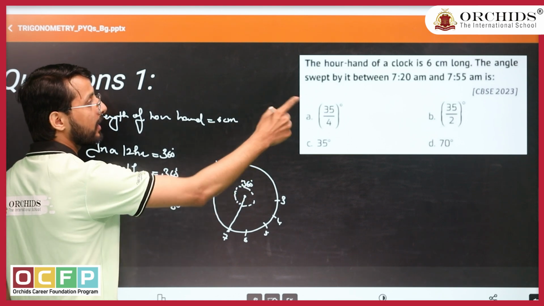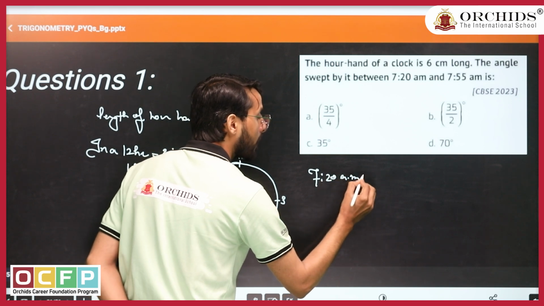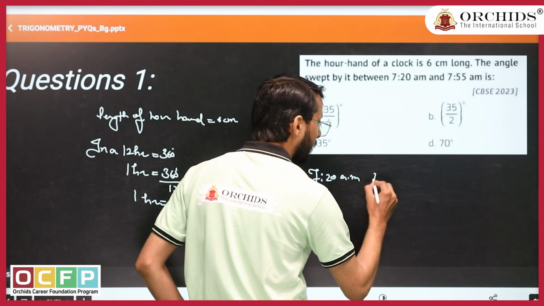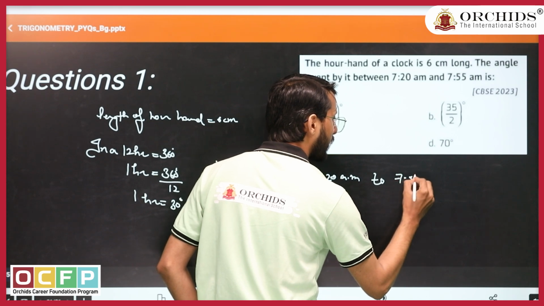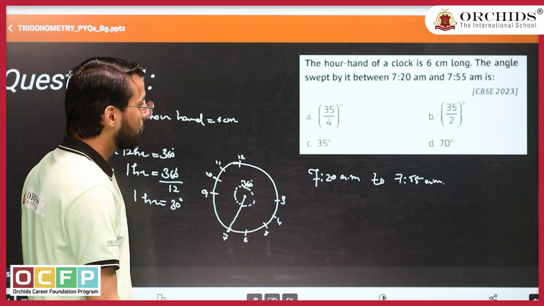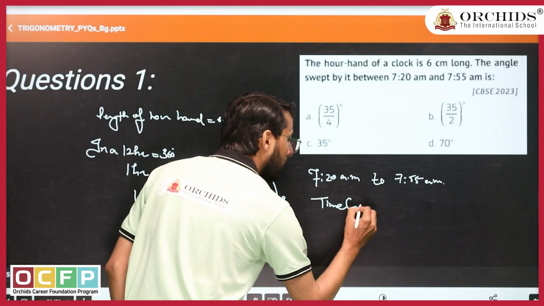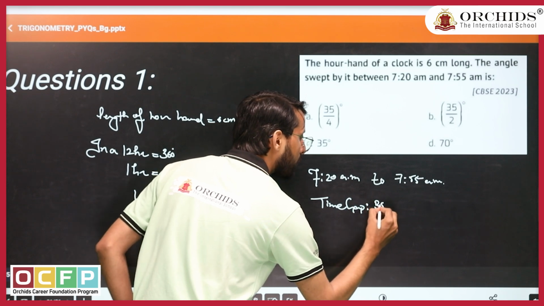Now in this question they have given 7:20 am to 7:55 am. Now what is the time gap between 7:20 am and 7:55 am? The time gap is 35 minutes.